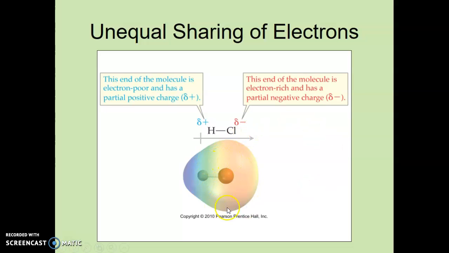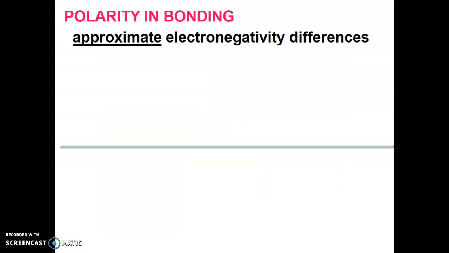So here is just an illustration of what it looks like. The red part here is where the electrons are spending most of their time because chlorine here is very electronegative and hydrogen is not very electronegative. And so we're going to have a partial negative charge, and that partial negative charge is where we get our polarity. Again, electron hog.